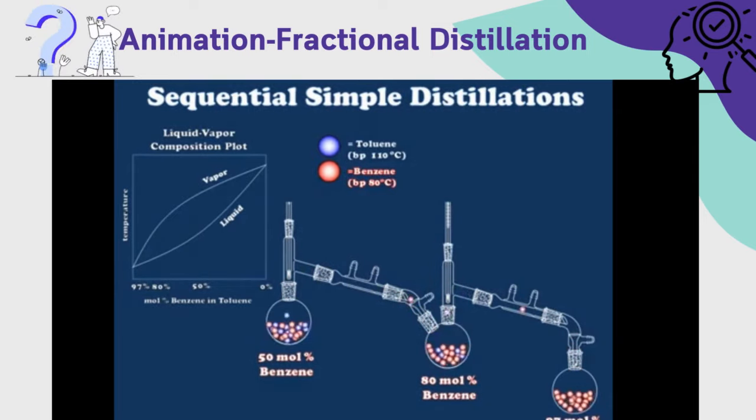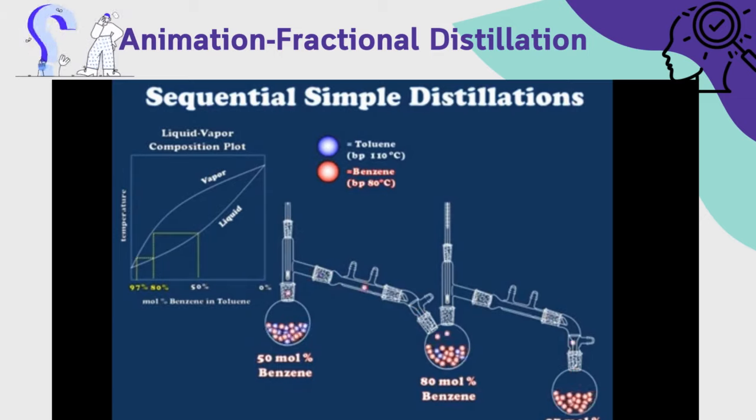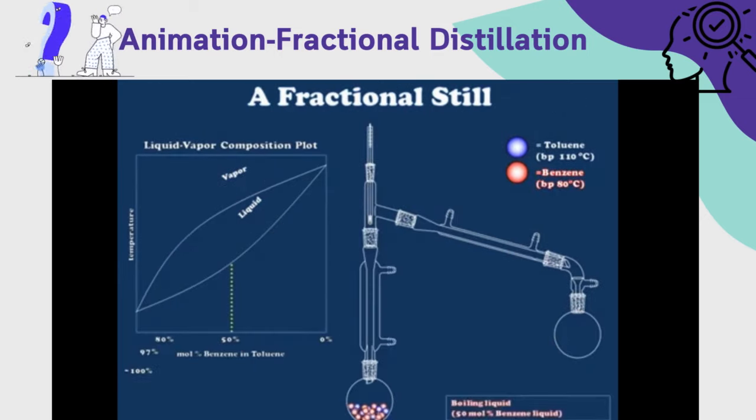After the second distillation, the percentage purity increased even to 97%. The main difference between simple distillation and fractional distillation is the fractionating column. This column sometimes contains glass beads to increase the surface area.